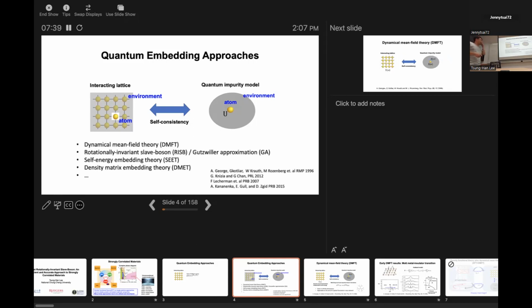So there are many different types of approaches that are based on this idea of quantum embedding, including the very famous dynamical mean field theory. And there is also the Slave-Boson approach, which is equivalent to the Gutzwiller approximation, which can also be formulated in this quantum embedding type of framework. And there are also the self-energy embedding theory and DMET, which are more widely used in the quantum chemistry community.